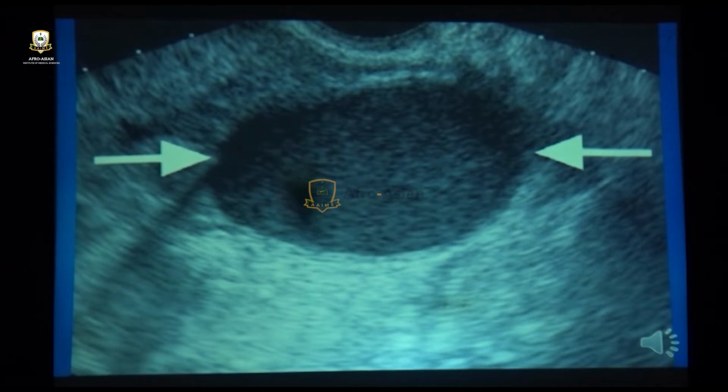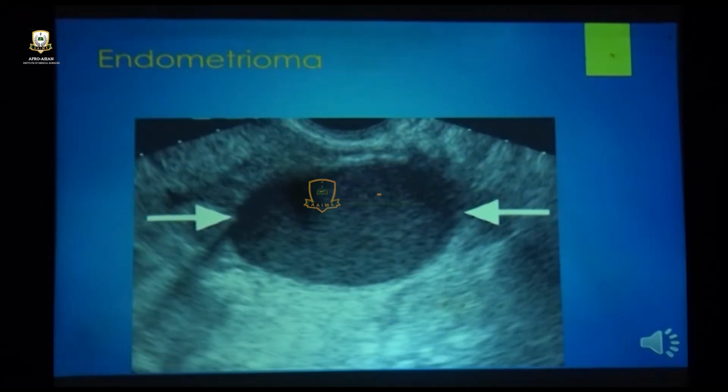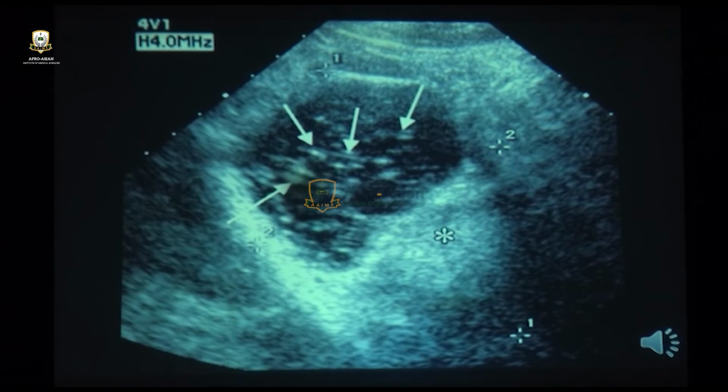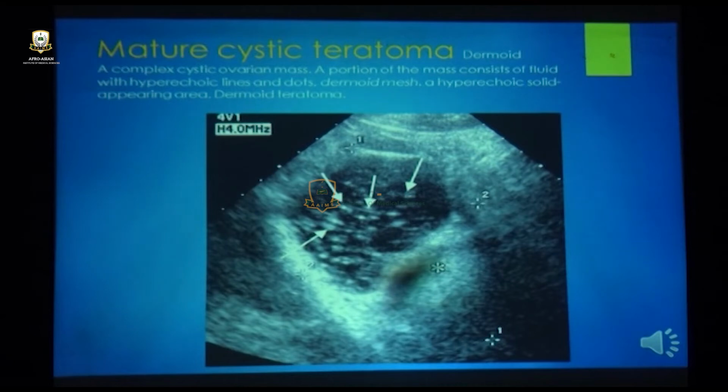Can anybody guess what this is? Looks like endometrioma. Yes, that's right. It's an endometrioma. This is another type of cyst having intensely bright specks in it, typically diagnostic of a dermoid cyst. A complex cystic ovarian mass. A portion of the mass consists of fluid with hyperechoic lines and dots. Dermoid mesh. A hyperechoic solid appearing area, dermoid teratoma.